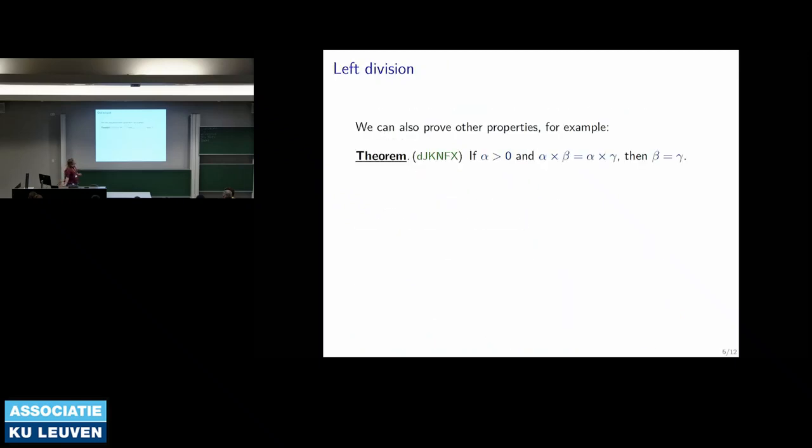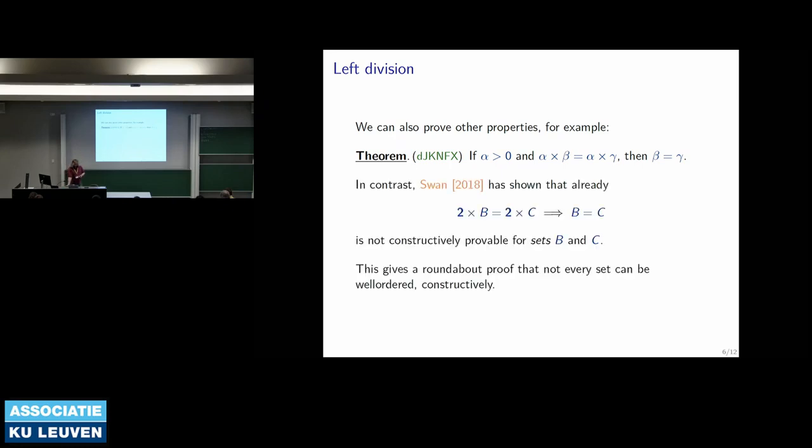You can also prove other properties using these concrete definitions. So for example, this is a well-known property of ordinals, right? But you can also prove it constructively. So we say that if alpha is greater than 0, and you know that alpha times beta is the same as alpha times gamma, then we can cancel the alpha on both sides and just get that beta equals gamma, right? And it's important, of course, that alpha is greater than 0, otherwise this could be 0 and this would not be, right? And the proof is not completely trivial, but it's not so hard.